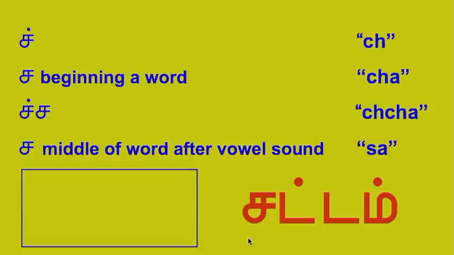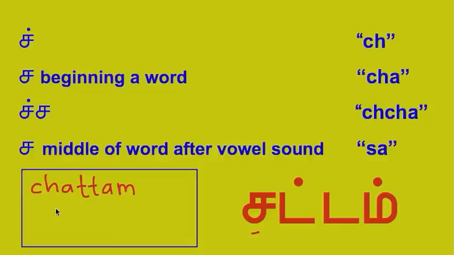Alright, next word, and this is where we're going to give a couple of variations. So the grammatical one first. First letter, cha. The next two letters together, itta. And the last letter, cha, itta, chatta, chattam, chattam.